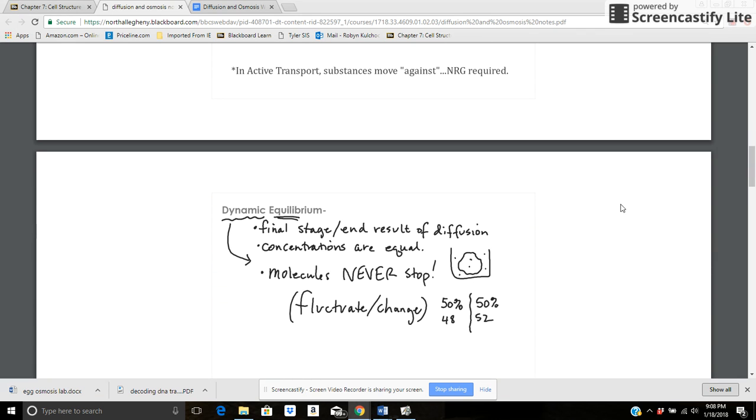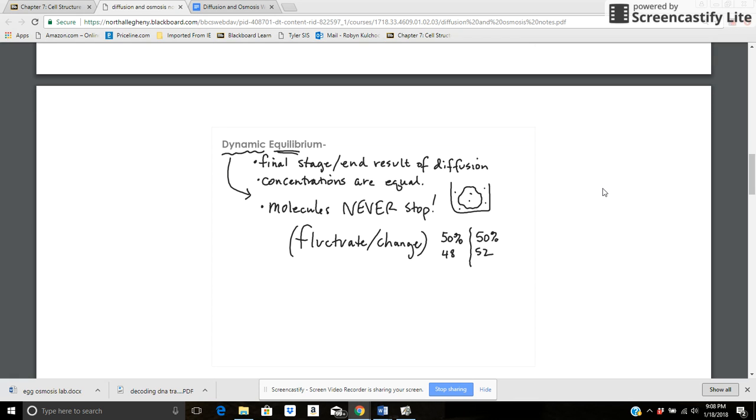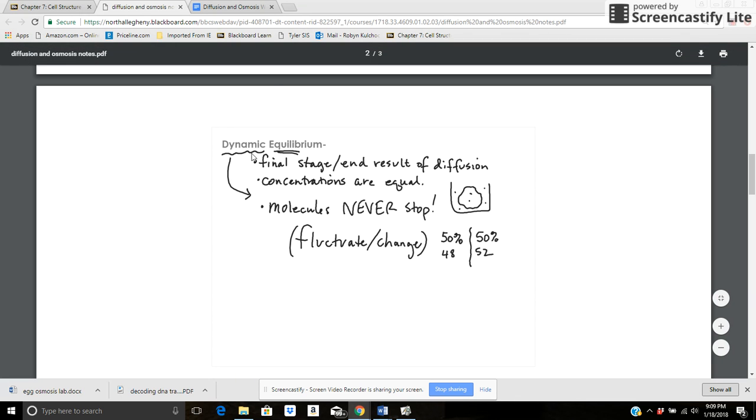Okay. Sort of the end result of diffusion of a substance, a solute or water, is that both sides of the membrane have relatively the same concentration of the substance. But once it does reach an equilibrium point, where it's the same on both sides, that doesn't mean molecules just instantly stop moving. You're still going to have some movement across the membrane. It's just going to be small and there's no huge net movement. Okay, dynamic means that it's still changing. Equilibrium means that they're the same.